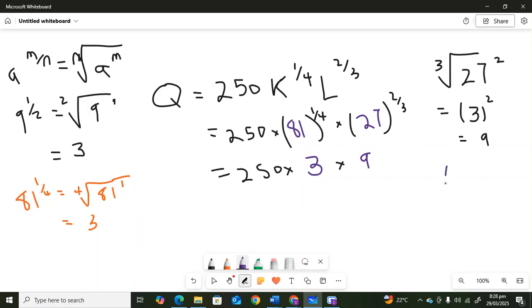The other way we would have done it: since 27 is 3 to the power 3, we put it like this, 3 to the power 3, then here 2 over 3. When you multiply 3 times 2 over 3, these 3's cancel. We remain with 3 to the power 2. 3 to the power 2 equals 9. Any questions, colleagues?